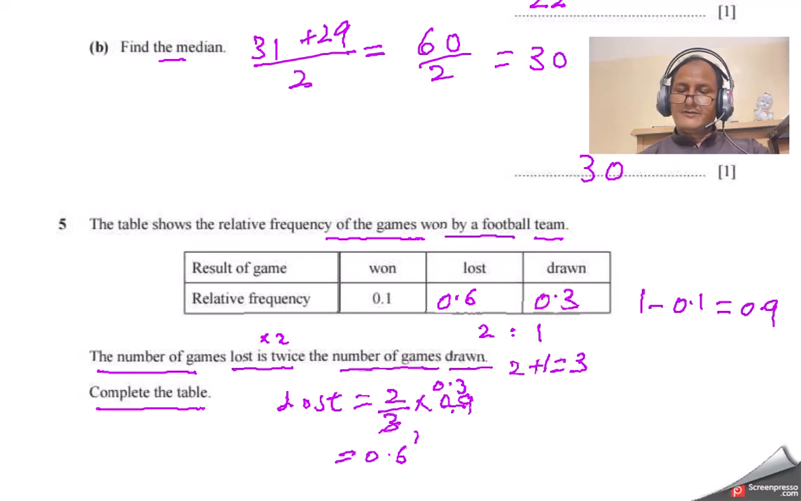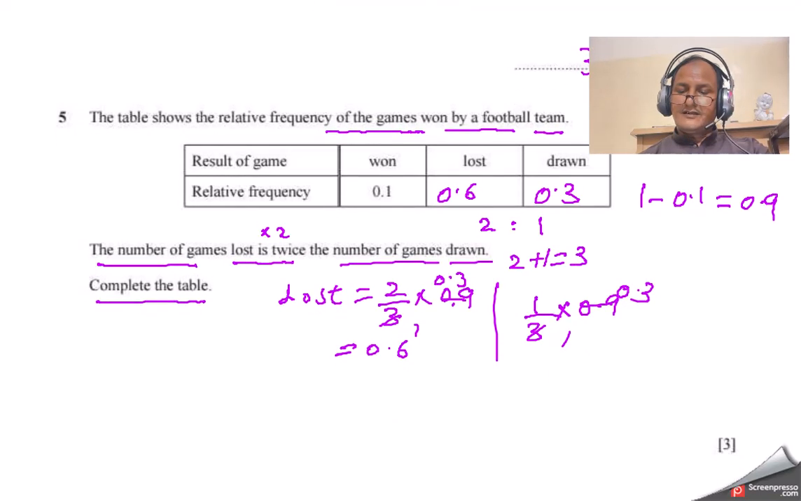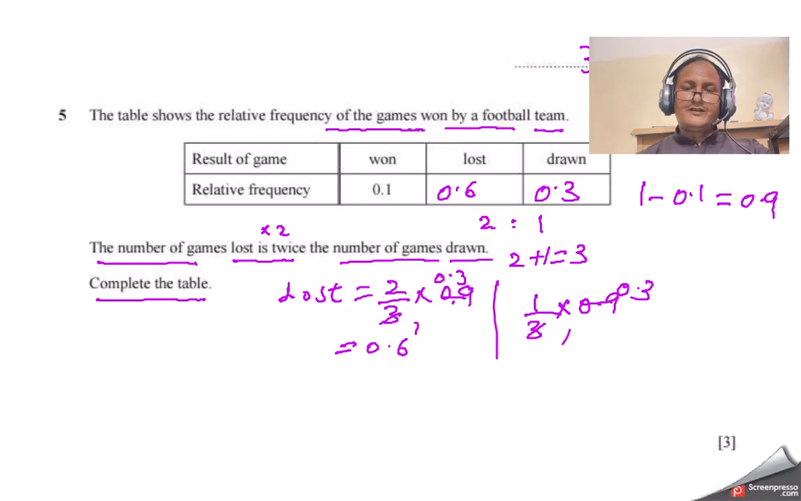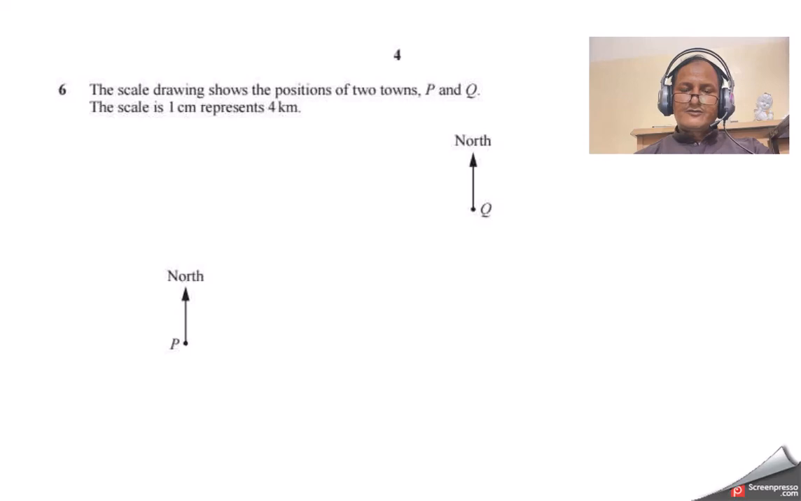This is basically a 3 mark question. The ratio for the drawn is 1 by 3 times 0.9. It gives us 0.3. You can solve it like this and complete the table. Some logic is involved, but it is not a tough question.